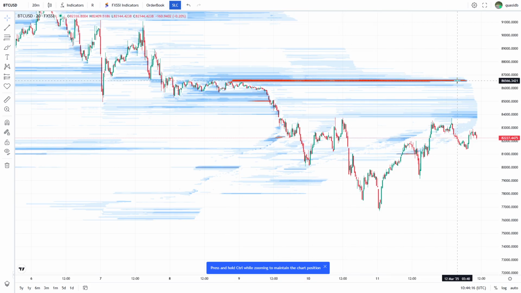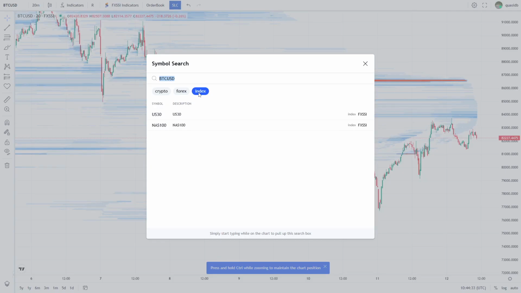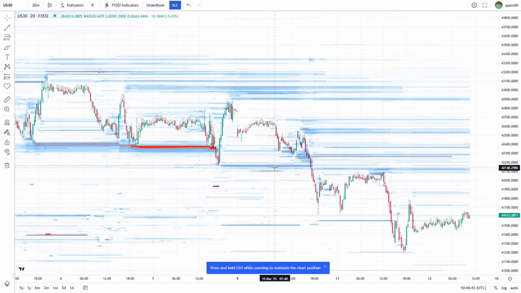So very interesting. It's also interesting how the SLCs differ from the Euro USD. They move in waves, which is quite strange. So 86.6, and we can also look at indices as well. We've only got the US 30 and the NASDAQ. I think things will be added to it, and it's just a case of being patient.